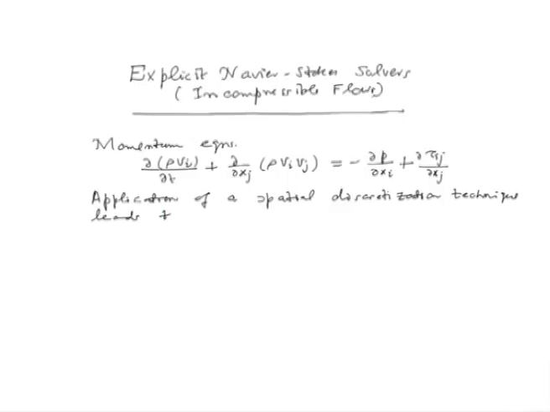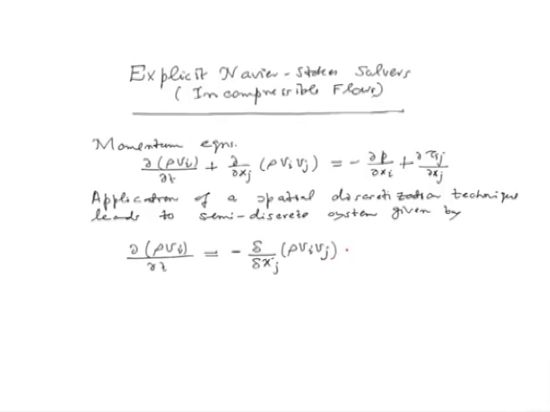That will lead to a semi discrete system, that would be discrete in space, but still continuous in time, given by ∂(ρV_i)/∂t is equal to minus δ/δx_j of ρV_iV_j, minus δP/δx_i, plus δ/δx_j of τ_ij.